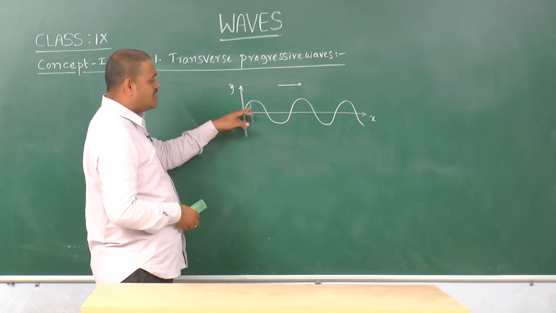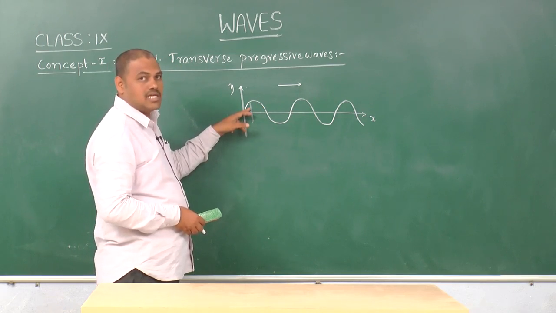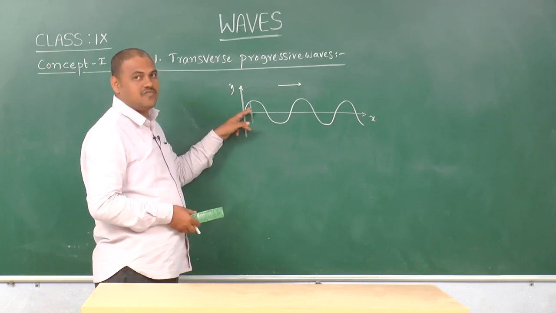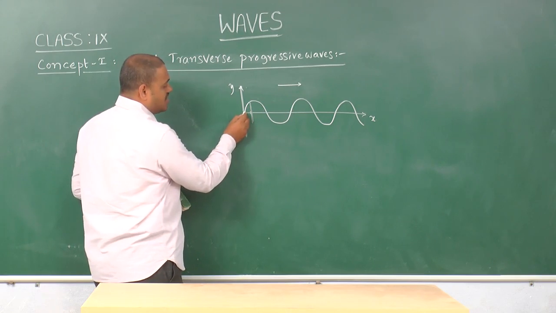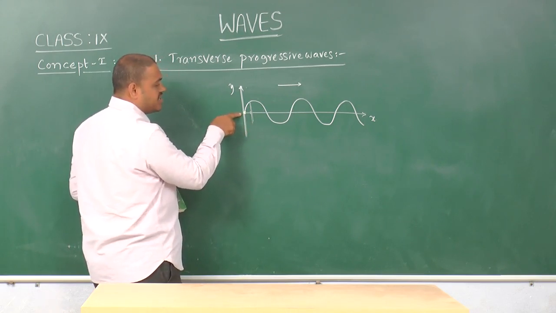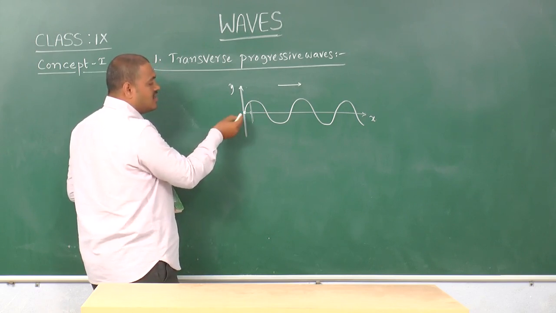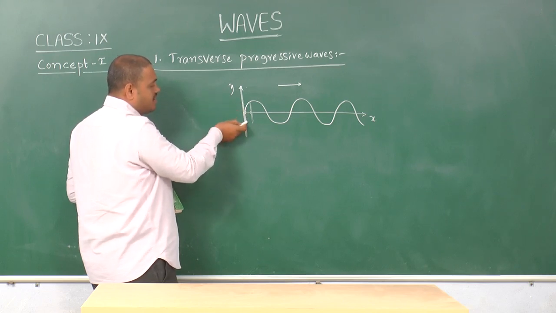All the particles have equal amplitudes and equal time periods, but their phases are different. Say initially we are taking one particle at the origin. So, here the disturbance is created. The first vibrating particle is at the origin. First this particle is in SHM here.